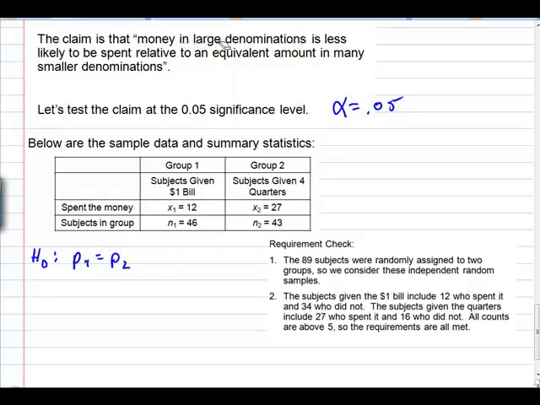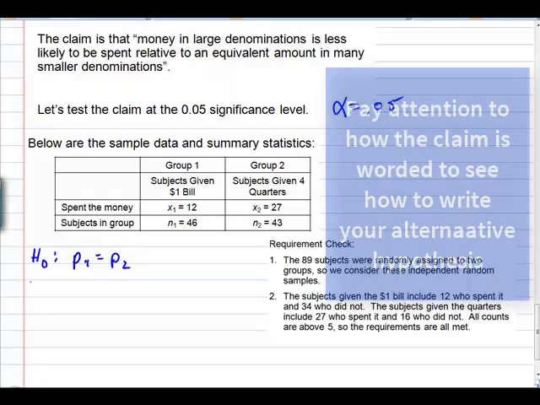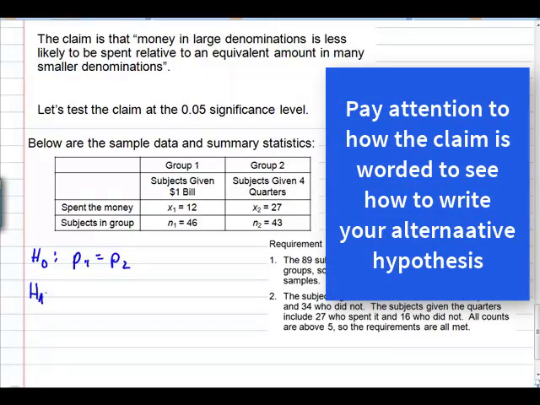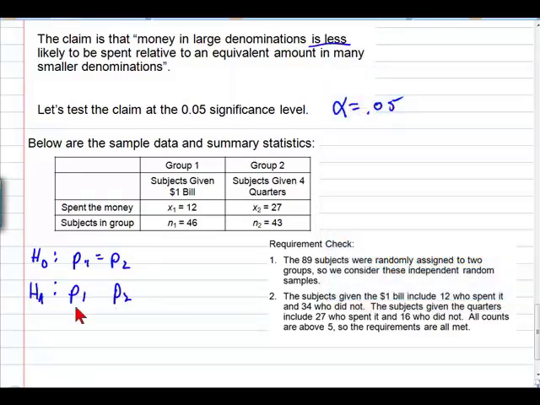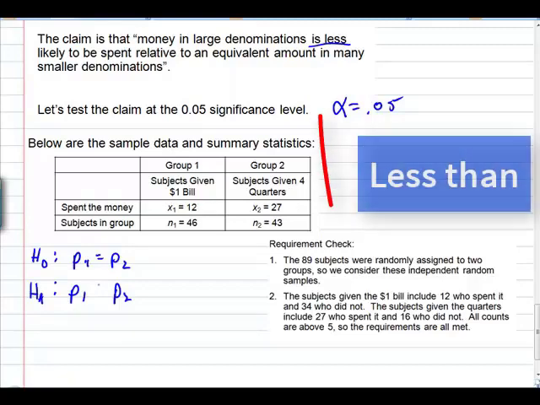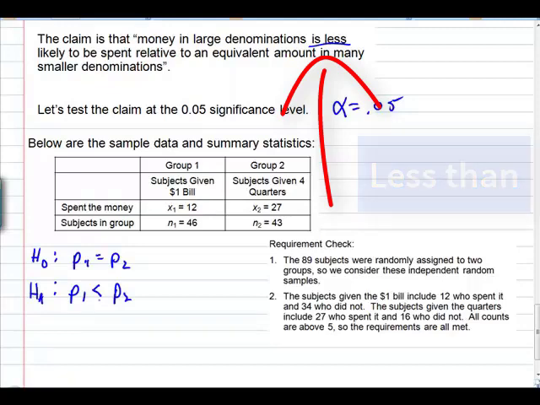The claim is that money in large denominations is less likely to be spent than having change in your pocket. So what would our alternative be? How would I phrase the alternative here? P1 is what then? P2. Greater than, less than, or not equal to. Group 1, remember, is the money in the large denominations. Group 2 is change. Group 1, we would say, is less likely to spend money than the group with change.